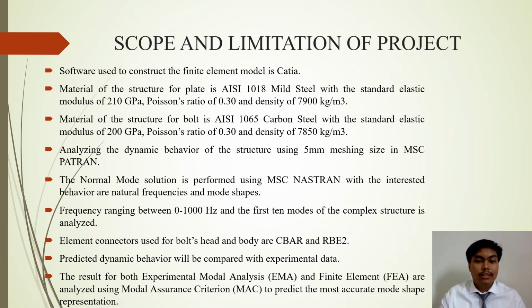While the material for the bolt is AISI 1065 carbon steel with the standard elastic modulus of 200 GPa, Poisson's ratio of 0.30, and density of 7,850 kg per meter cube. Analyzing the dynamic behavior of the structure uses 5 mm meshing size in MSc Patran. The reason 5 mm meshing size is used in the study is that past researchers sought to find between 1 mm to 10 mm meshing size, and found that between 3 mm to 5 mm produces better CPU processing time and lower memory usage, while keeping the error almost the same as 1 mm meshing size.